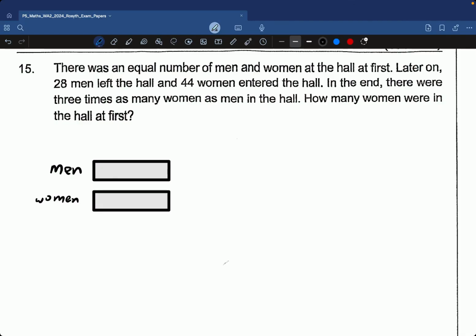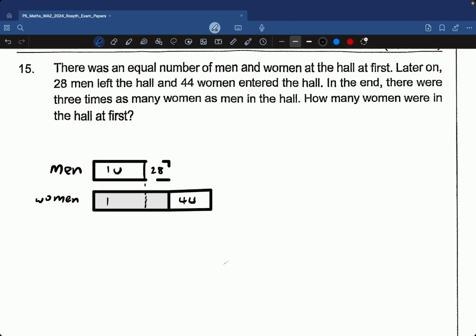So I'm going to just have this as 28, and then I'm going to add some dotted lines, as what you see over here. 28 left, and then 44 women came in. That's what you see over here. So 44. And lastly, there were 3 times as many women as men. So that means men here is 1 unit.